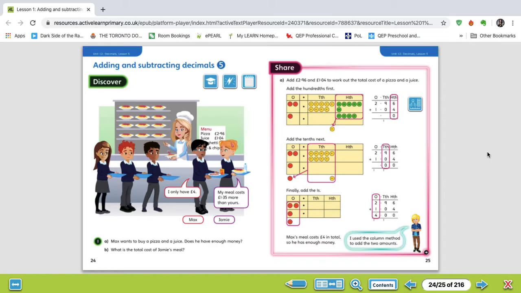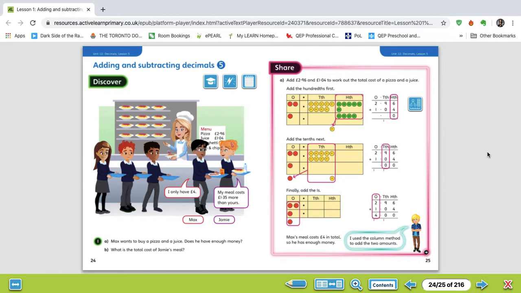Okay, so for the very first question, we know the price for pizza and juice, so we just need to add those together. Okay, so remember that we're adding over any exchanges that we need to. Okay, so here we can see that 6 and 4 add up to 10, so we need to bump that 1 over into our tenths place.